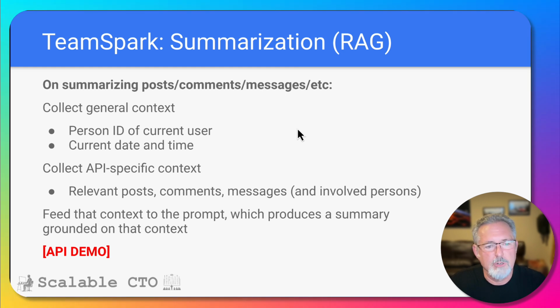And then we'll figure out, based on the context of where they are in the app and what they're doing, what we need to go get to summarize for them. So that might be posts or comments or messages. We'll grab the people that are involved in those posts, comments, and messages. So that might be the people who made the post, the people who are mentioned in the post, people that you follow that made posts, things like that. And then we'll do a little massaging of that, and we'll hand all that data into the prompt, which will then do the summarization.